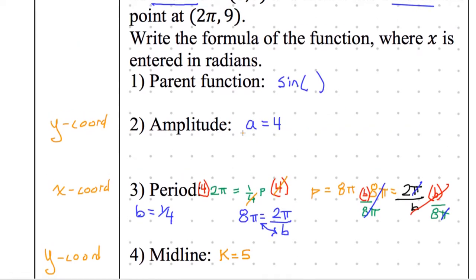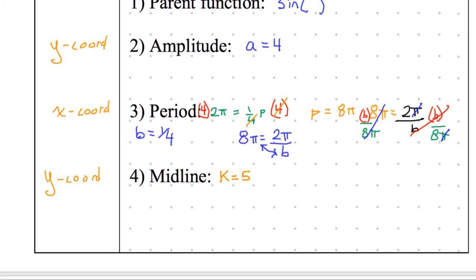So here I go. I need to write the formula. The formula is y equals a. Which one was a? A is 4. Oh, got some lag there. 4 times my parent function, sine.